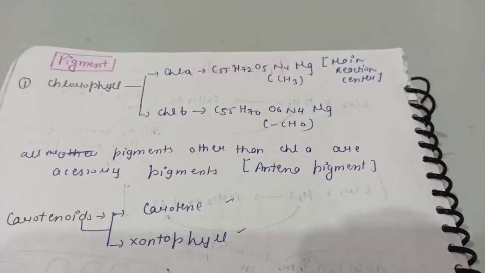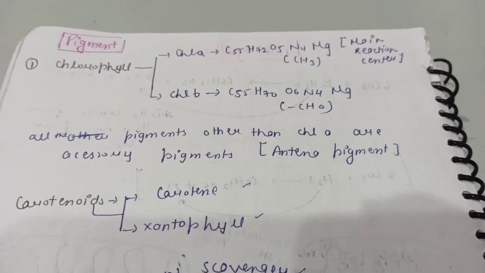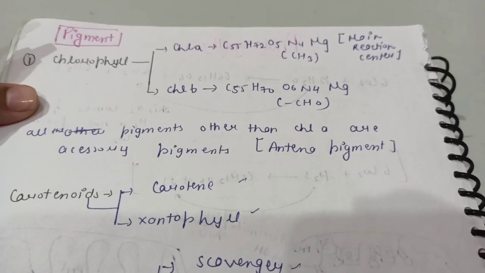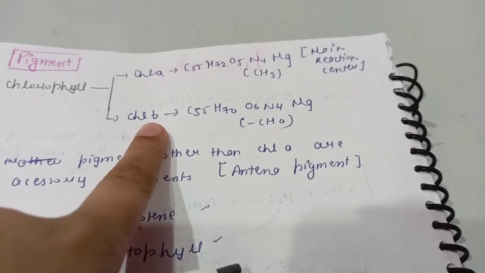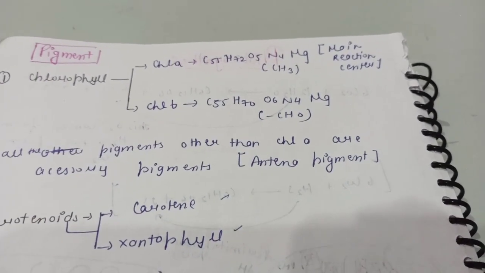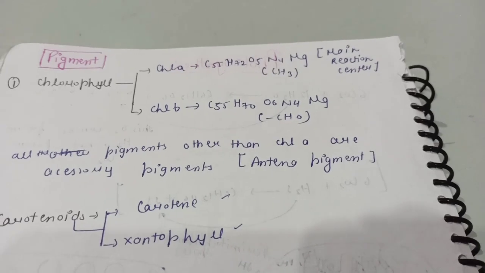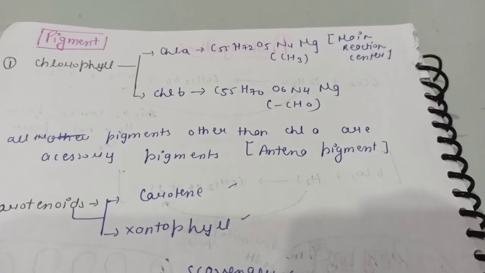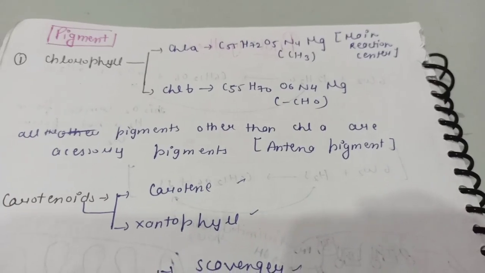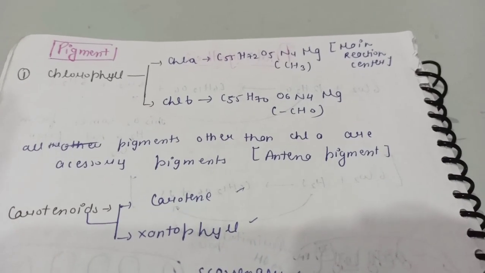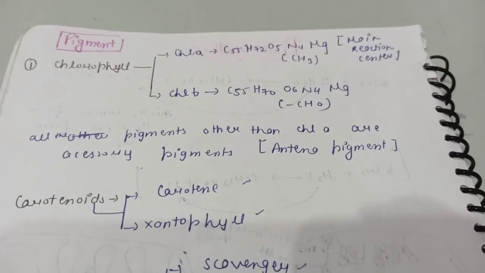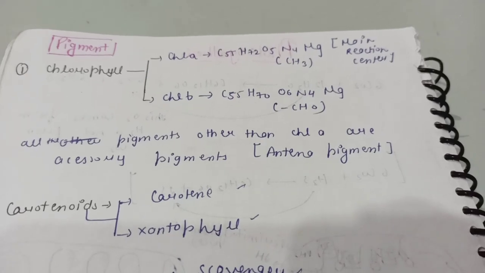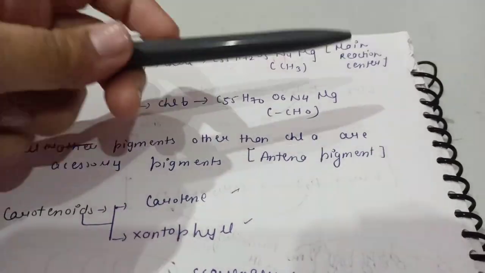This is clear. Now let's come to the pigment part, the pigments involved in the process of photosynthesis. First we have chlorophyll: chlorophyll A and chlorophyll B. The formula of chlorophyll A is C55H72O5N4Mg. Chlorophyll A is the main reaction center, and other than chlorophyll A, all the pigments are known as accessory pigments, or antenna pigments. Chlorophyll A has a methyl group and chlorophyll B has an aldehyde group. What you need to learn here is that in both chlorophyll A and chlorophyll B, magnesium is present.